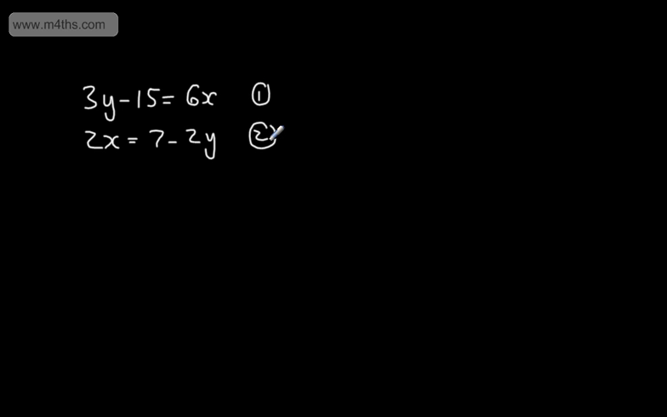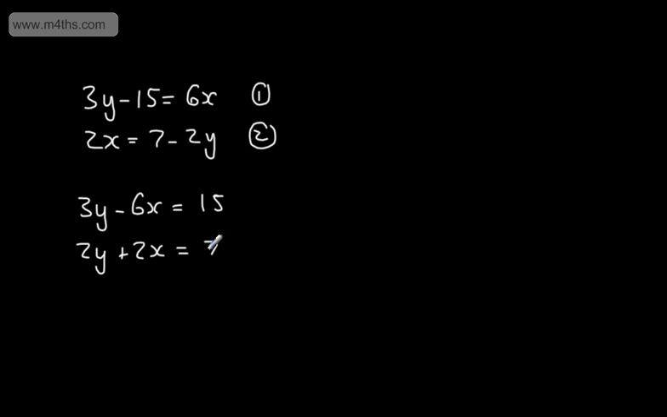Let's go for 3y minus 15, and this will be equal to 6x. And then we'll take 2x, so 2x is equal to 7 minus 2y. We'll call this one equation 1 and this one equation 2. So what we could do is go to elimination. On this one I could write that 3y minus 6x is equal to 15. So I'm just rearranging it, subtracting 6x from both sides, and then adding the 15 to both sides. With this one we could add 2y to both sides, so we'd have 2y plus 2x is going to be equal to 7.